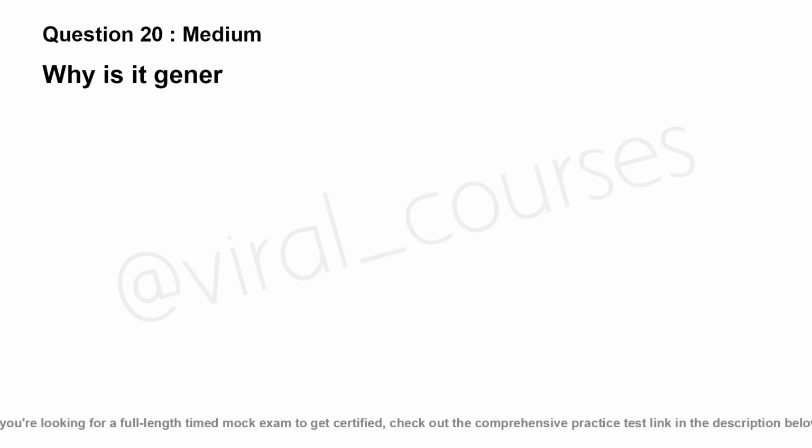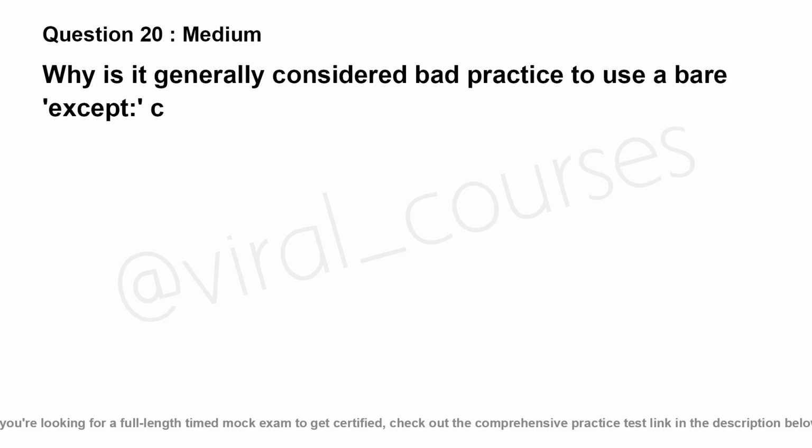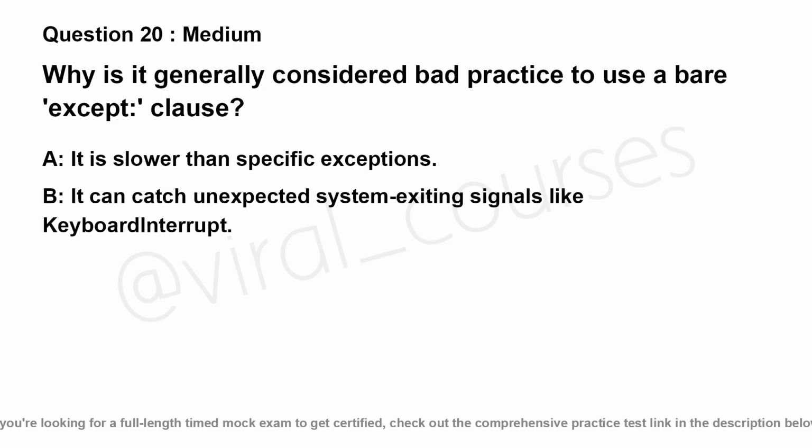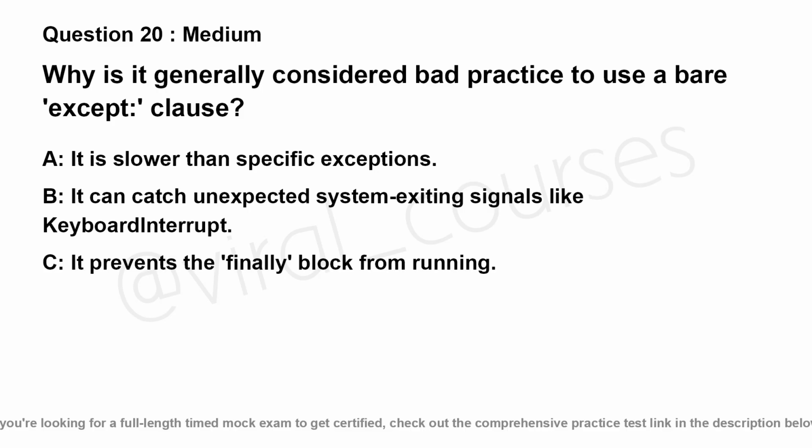Why is it generally considered bad practice to use a bare except clause? Option A, it is slower than specific exceptions. Option B, it can catch unexpected system-exiting signals like KeyboardInterrupt. Option C, it prevents the finally block from running. Option D, it only works for syntax errors.